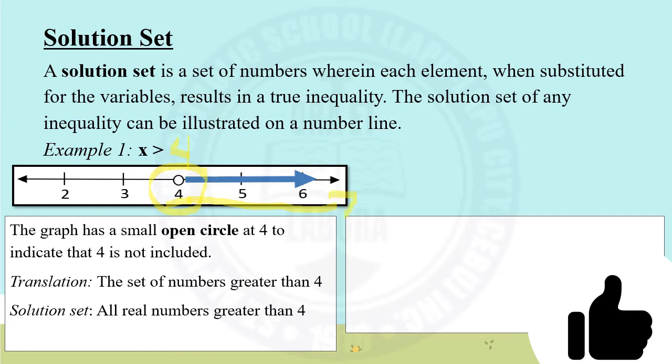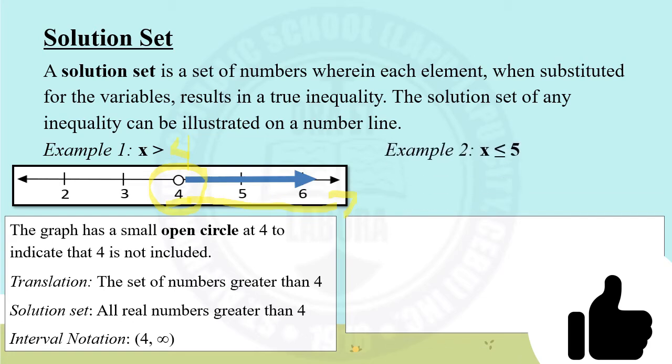So when we write our interval notation, since we are using a greater than symbol, we will use a parenthesis. So parenthesis 4, comma, positive infinity, and then close parenthesis.